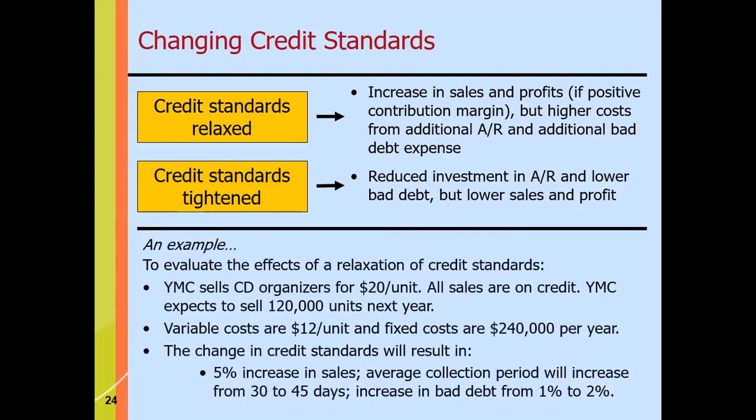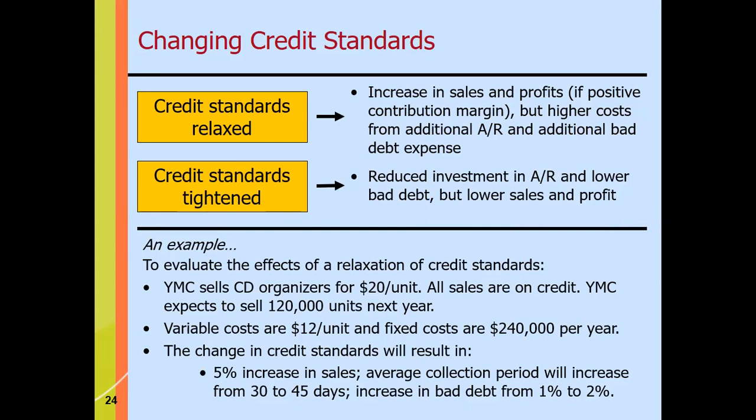So here's an example. To evaluate the effects of a relaxation of credit standards, we have YMC, which sells CD organizers for $20 per unit. Then all sales are on credit. This is a very important sentence because we have to segregate cash from credit. And then the company expects to sell 120,000 units next year. We also have to take note of the variable cost, which is $12 per unit, because we've said a while ago that this is the focus.